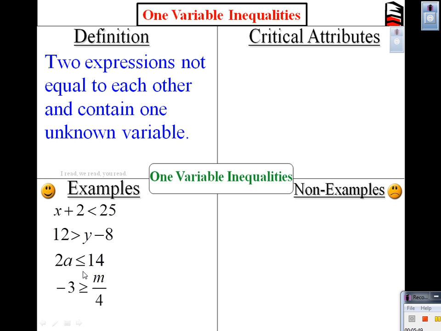The only thing these have different is that they have "or equal to," but we'll talk about those in a little bit. But they all have inequality symbols. Okay, let me show you some more examples. Don't copy these.